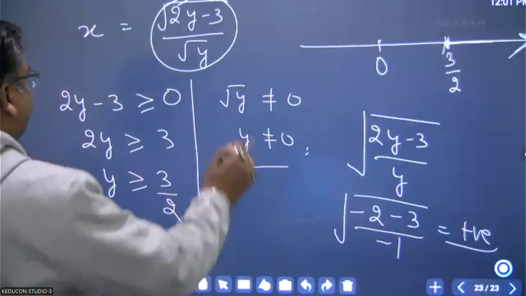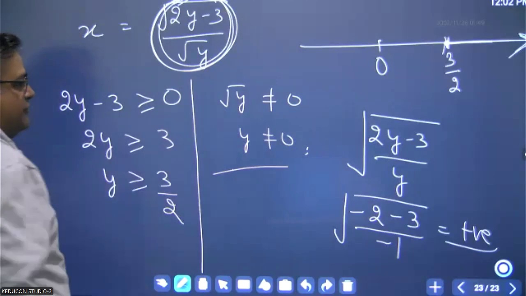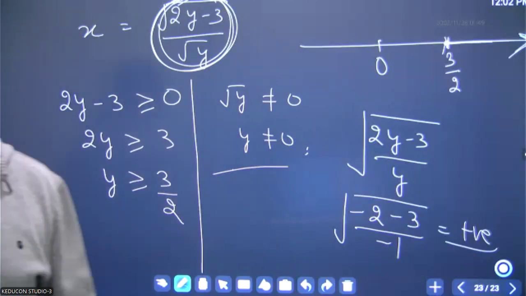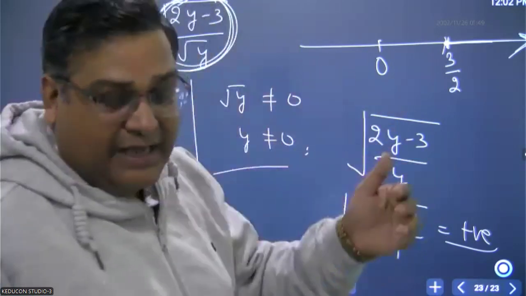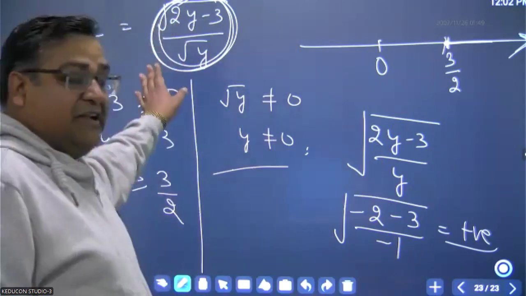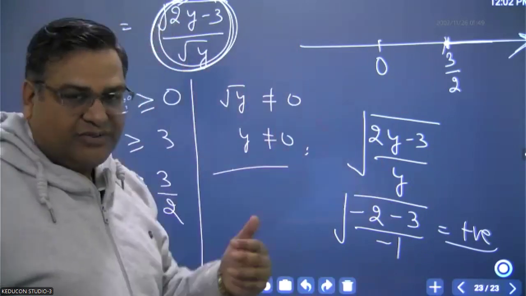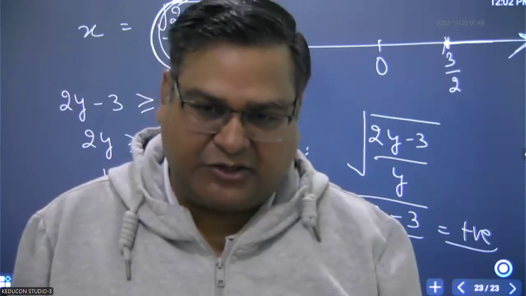This entire thing as a whole should be positive, right? If you take the value of y as minus infinity to 0, means you take the value of y any negative value, then also it will be positive. So hence the C option will be the correct option.